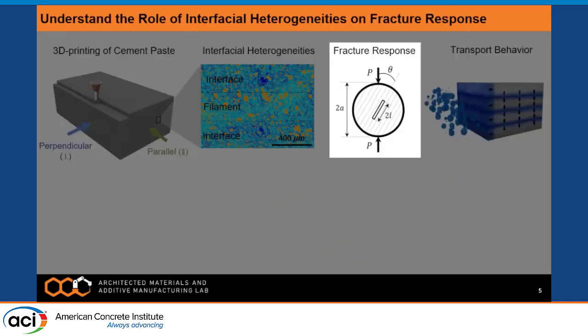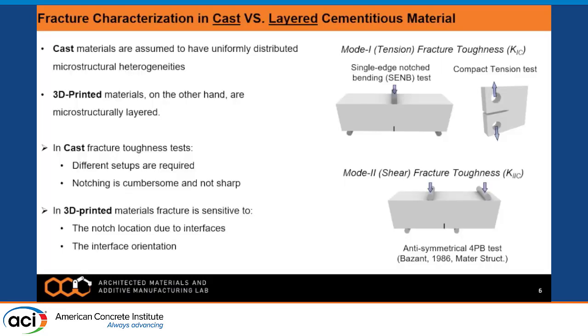Now, let's start with the first objective. Let's understand the role of interfacial heterogeneities on fracture response. I will start with a bit of background on the fracture characterization. The cast materials are assumed to have uniformly distributed heterogeneities. However, when we move to the 3D printed material, things are a bit different because we have layered heterogeneities. Now, the traditional methods that we have been using create certain issues. For example, in 3D printed material, the fracture is sensitive to the location of the notch in the material. And the second issue is it's also sensitive to the orientation of the applied load.